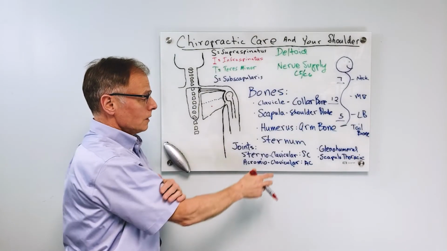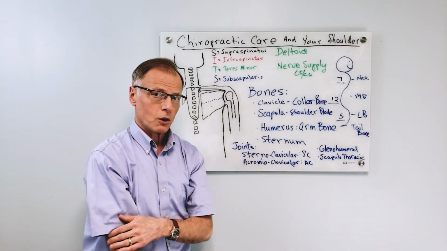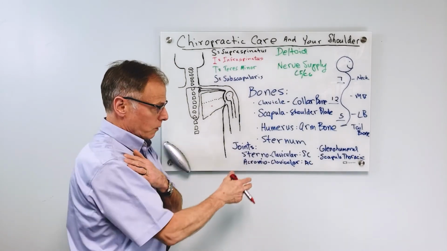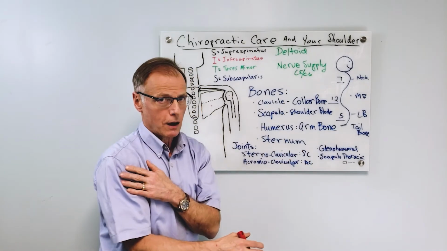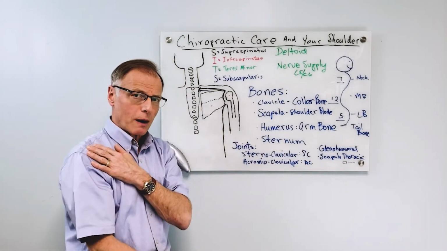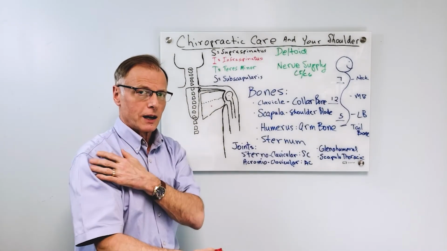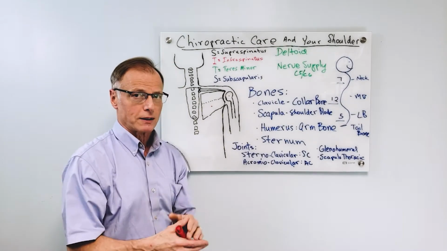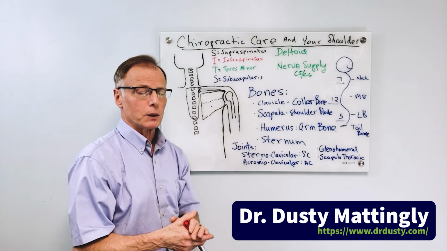All right, so these joints can all have something go wrong with them that can cause problems with the range of motion in the shoulder. So that's where chiropractic care and pressure point therapy care comes in. If you're having some problems with your range of motion of your shoulder, or you know somebody that has some problems with the range of motion with that shoulder, they're going to need some chiropractic care and some pressure point therapy.